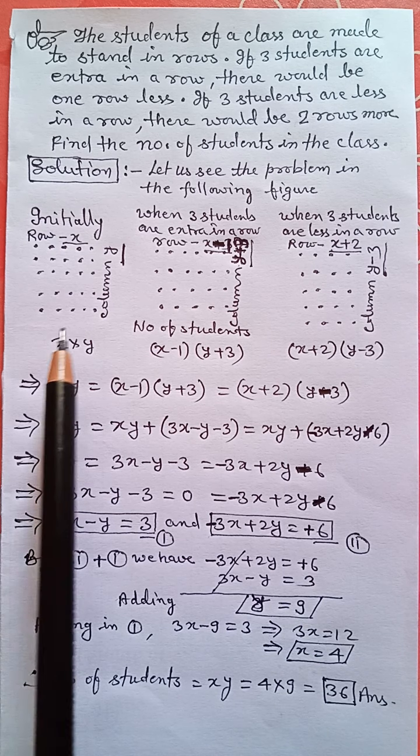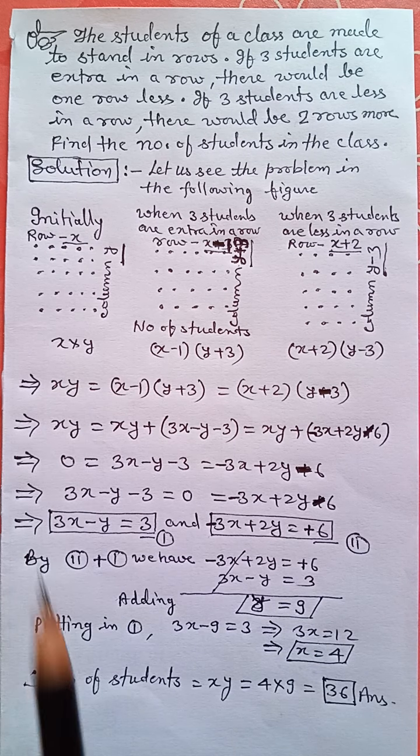And therefore the number of students, that is x multiplied by y, is equal to 4 multiplied by 9, that is 36. Hence, the number of students in the class must be 36. Okay, thank you.